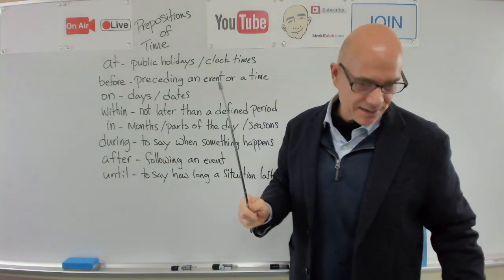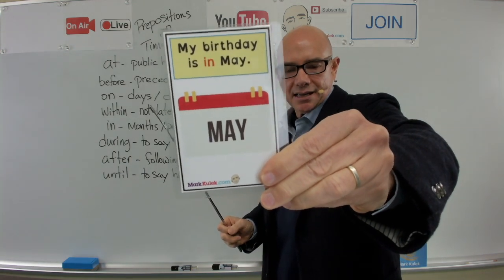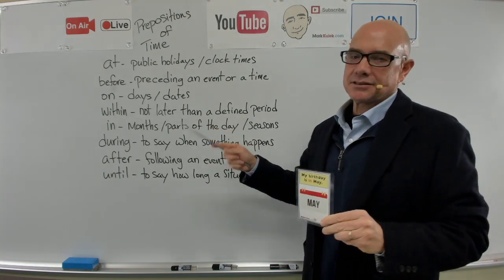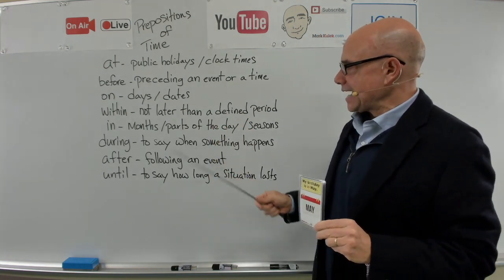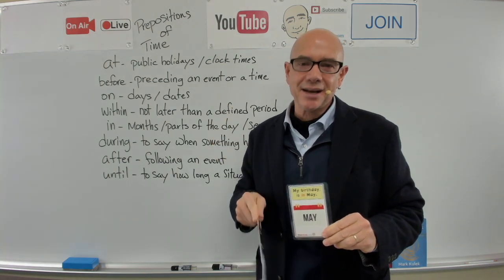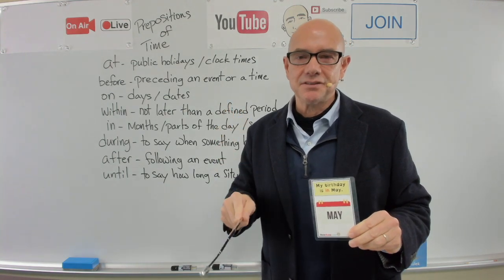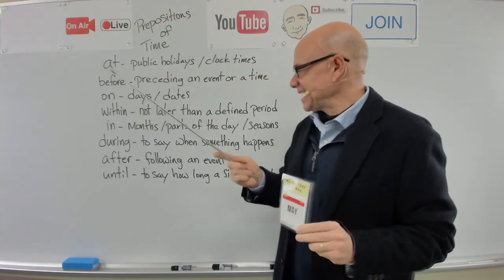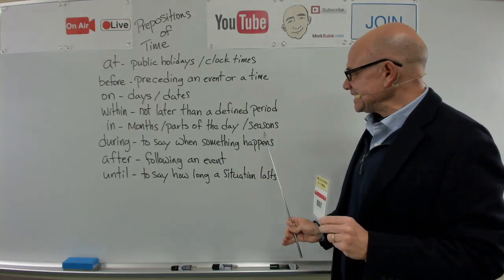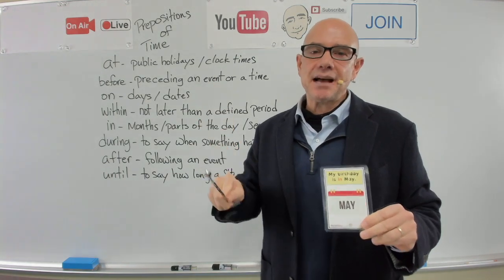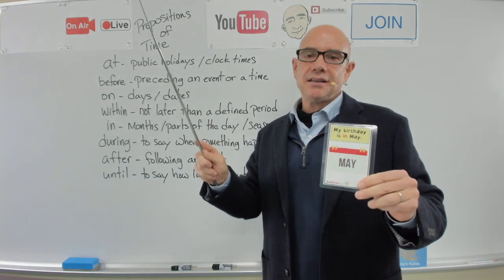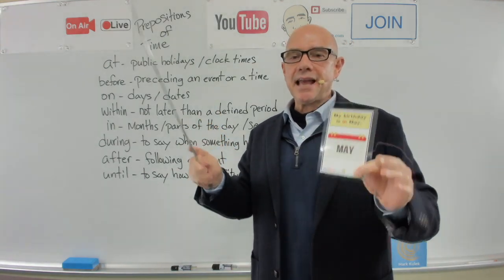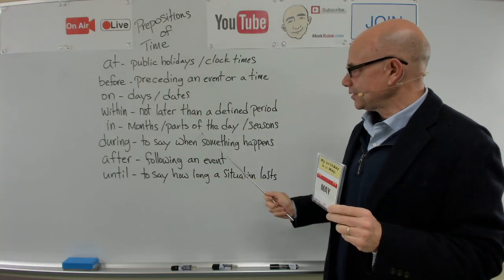Okay. And then our next one was, in. My birthday is in May. We use in for months. So my birthday is in May. Parts of the day, for example, I wake up in the morning. I have lunch in the afternoon. I read a book in the evening. So parts of the day, and seasons. I have vacation in summer. I have school in winter, in fall. I like to go to the park in the fall. In the spring, I get hay fever. So we use in for months, parts of the day, and seasons.